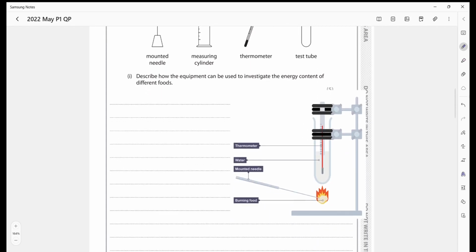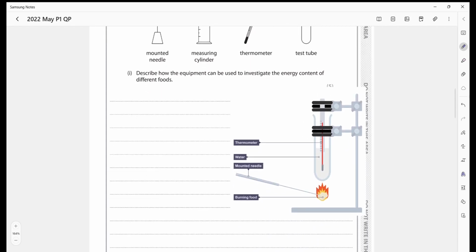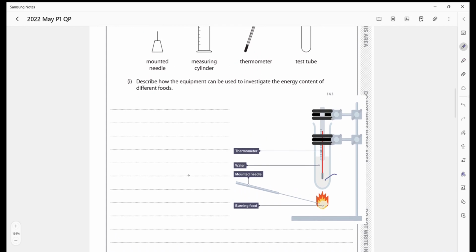So first of all, the first thing that we need to do is actually put water into the test tube, but we want to make sure we have a fixed volume here, and we would use a measuring cylinder to do that. So you don't have to put numbers here, but I'm just putting it for clarity's sake. So use a measuring cylinder.